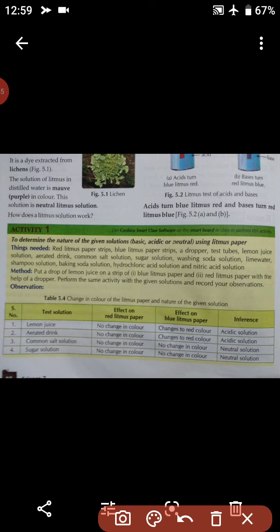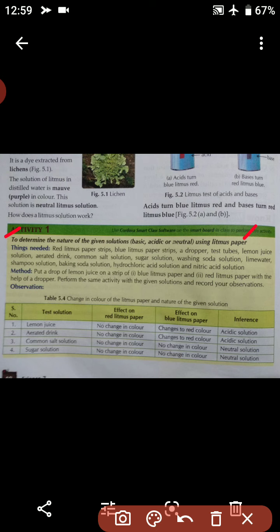So, students, today we are going to start with an activity, that is activity 1, to determine the nature of the given solution, basic, acidic or neutral, by using litmus paper. So today we are going to determine the nature of a given solution, whether it is basic, acidic or neutral, by using a litmus paper.